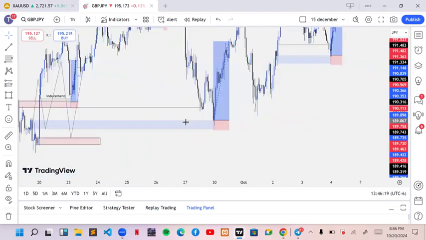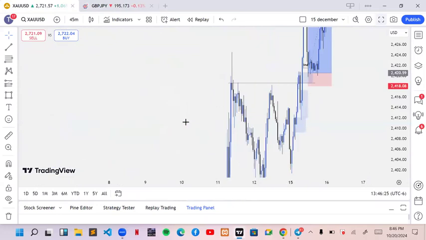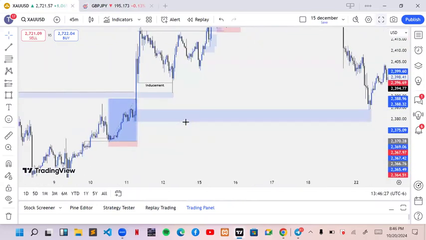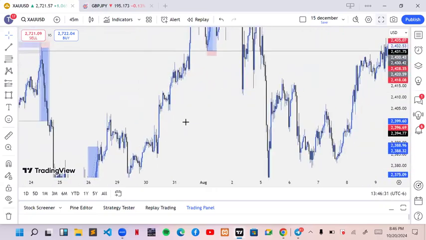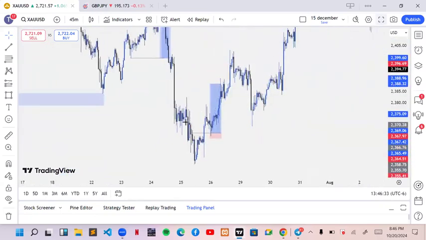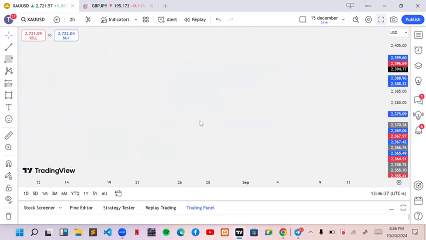Let me see if I have a trade with another block, so you know when to use another block. This is also a breaker block trade.